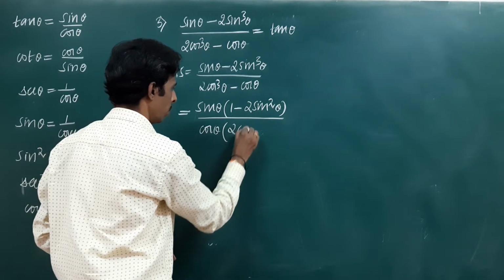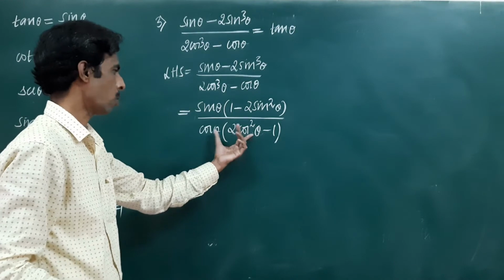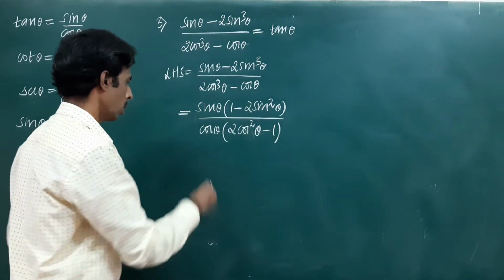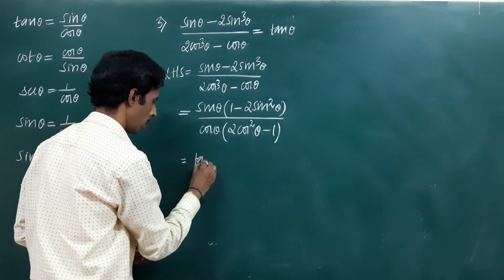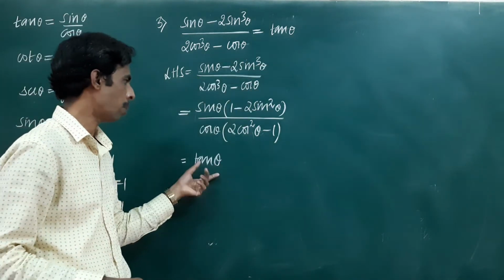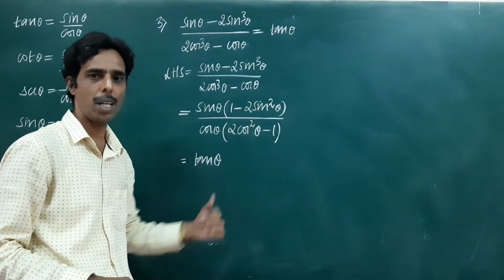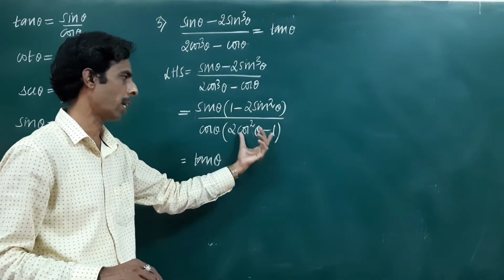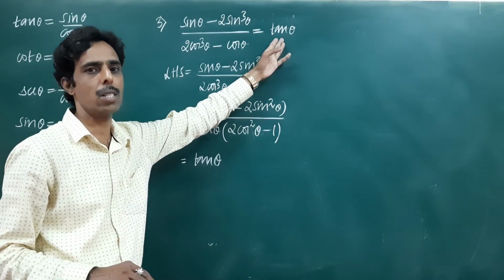So 2 cos square theta minus 1. 2 cos cube theta to cos theta is how much? 2 cos square theta minus 1 into cos theta. This is equal to sin theta divided by cos theta, which is tan theta. Now tan theta is got, but apart from that tan theta, these terms are again remaining in the numerator as well as the denominator. So after cancelling the numerator as well as the denominator term, you will be getting just one term, that is tan theta.